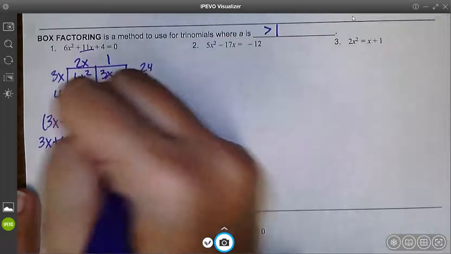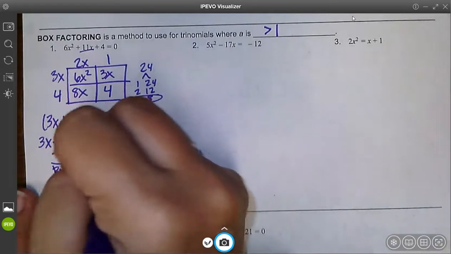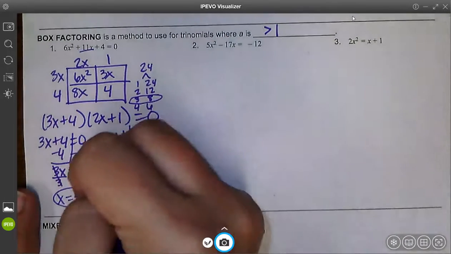Subtract 1. Divide both sides by 2. X equals negative 1/2.